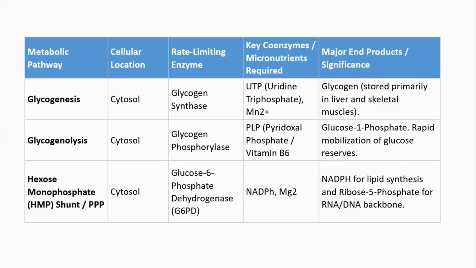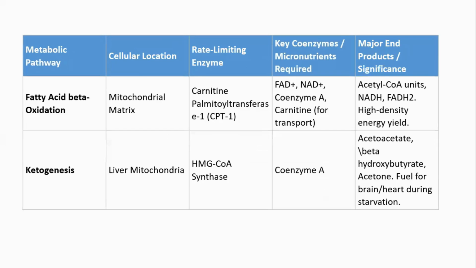The pentose phosphate pathway or HMP shunt is important because it produces NADPH and ribose 5-phosphate for lipid and DNA synthesis. When the body starts burning fat, beta-oxidation converts fatty acid into acetyl-CoA, generating a large amount of energy. And finally, during prolonged fasting or starvation, the liver produces ketone bodies, acetoacetate, beta-hydroxybutyrate, and acetone, which serve as an alternative fuel for the brain and heart.